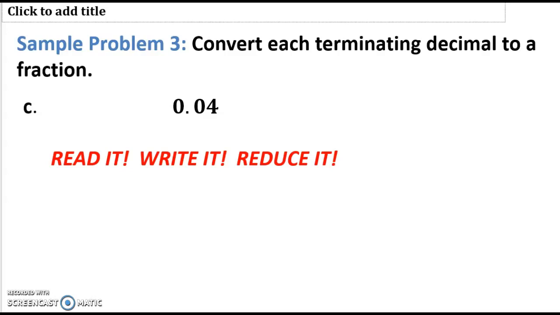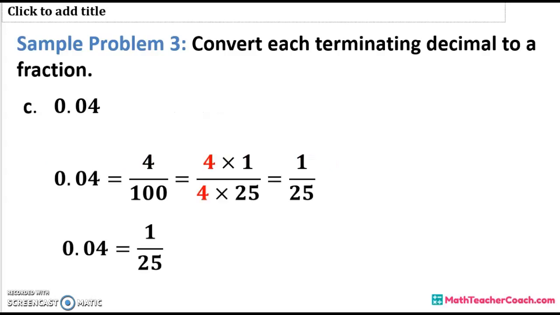Convert this terminating decimal, 0.04, to its fraction counterpart. Read it, write it, and reduce it. So read it. Again, don't read it 0.04. I want you to read it with its true decimal place value. And then write it, and then reduce it. And here it is.